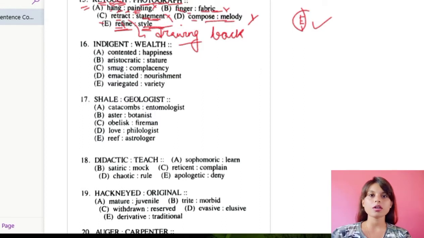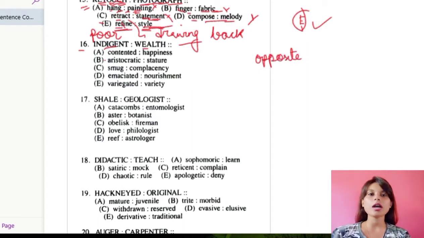Now we are going to solve from question number 16 to question number 20 today. The first question says indigent and wealth. Now indigent means poor, and wealth, you all know, means all the riches. All the money, the ornaments, whatever, it can be in the form of mansions, cars, everything can be included in wealth. And indigent means poor. So these two things are kind of opposite to each other. So we need to find two words which are opposite to each other, just like the question.